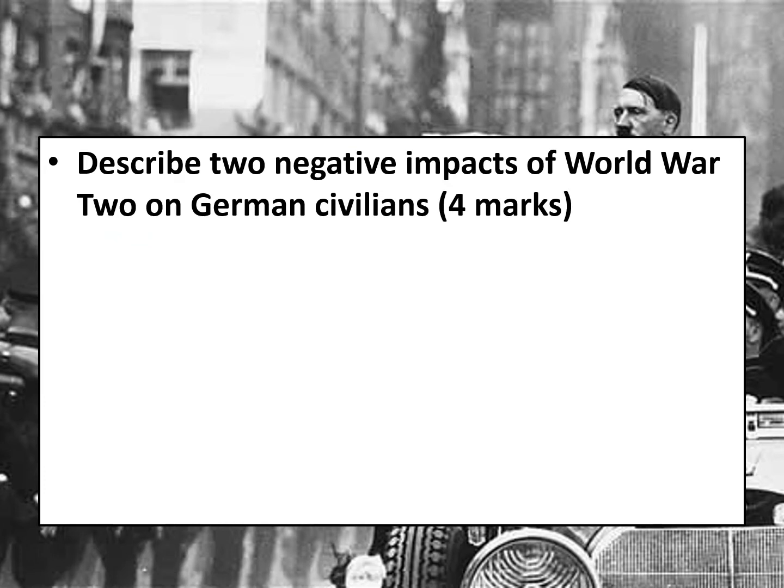One of the questions you're going to do is a 4-mark question saying describe 2 negative impacts of World War II on German civilians. You can pick from any of the following that I've got on the next slide. You could pick rationing and area bombing, or you could pick something like refugees and employment. Any of the 4 areas on the next slide would be fine.